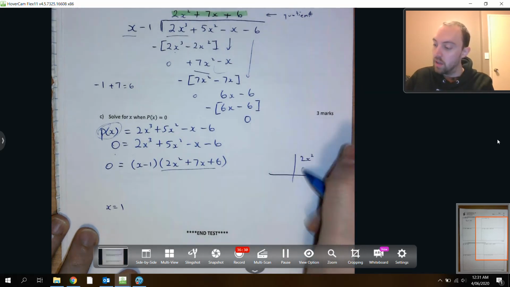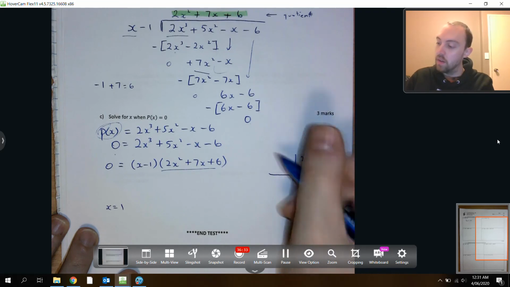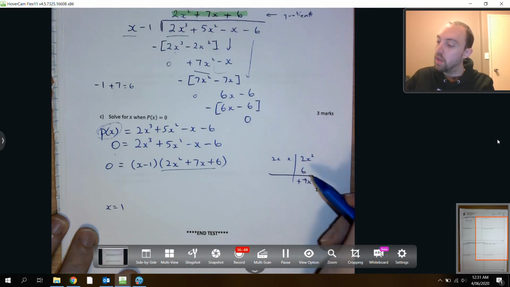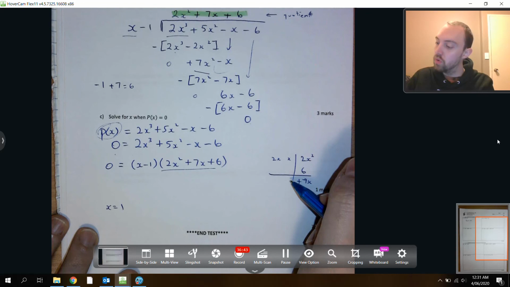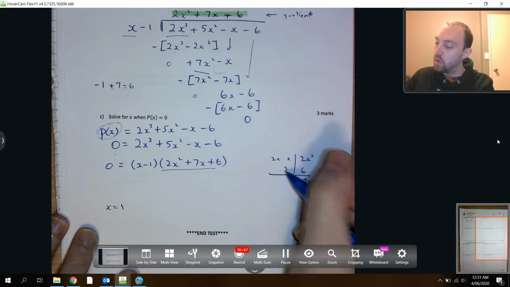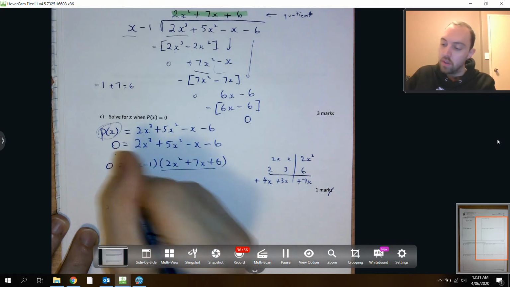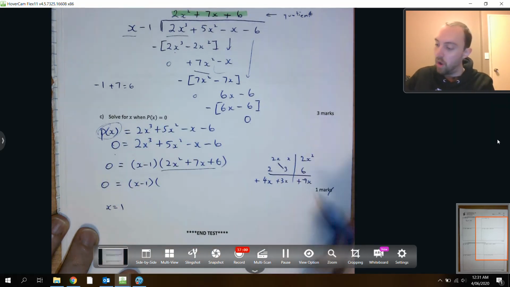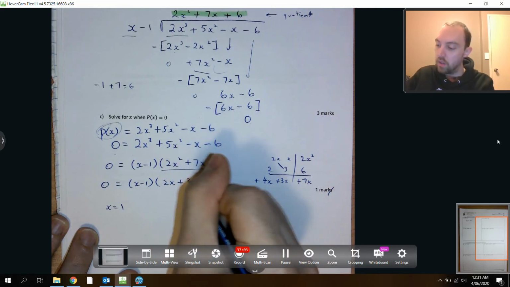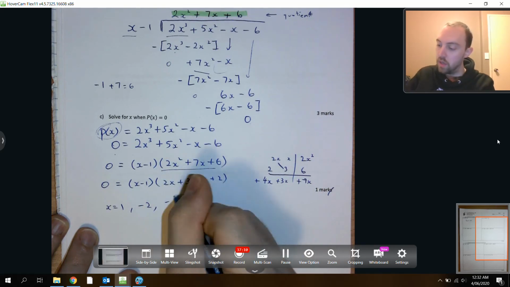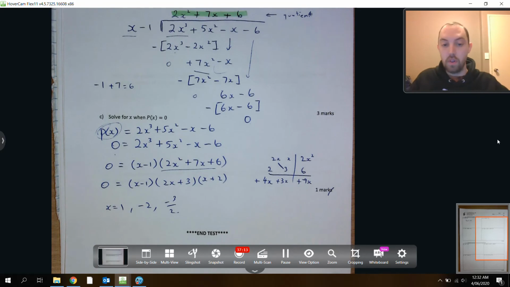2x squared, positive 7x, 2x, x, let's go 3, 2. That way will give me 4x, 3x, added together, both positive, positive 7x. So 0 is equal to x take 1, 2x add 3, and x add 2. So negative 2 is another solution, and negative 3 on 2 is a third solution. But honestly we didn't need to do all that work.